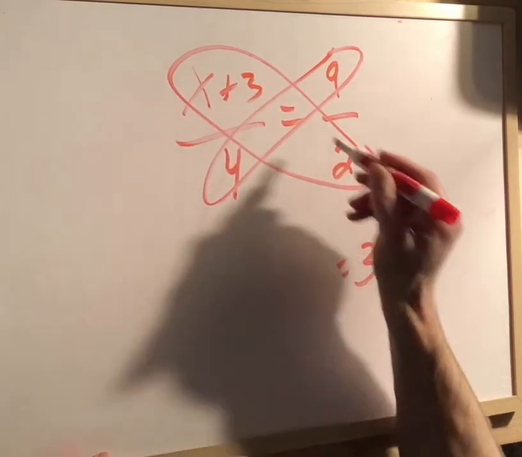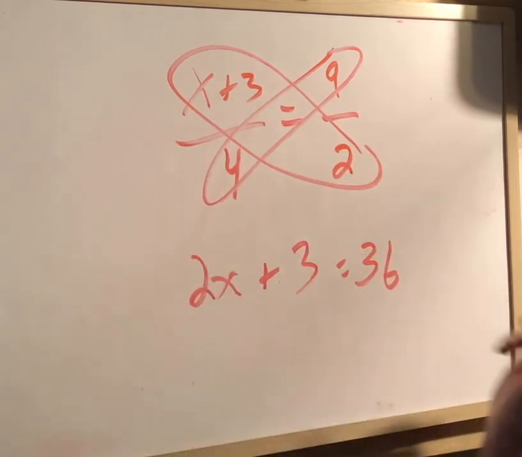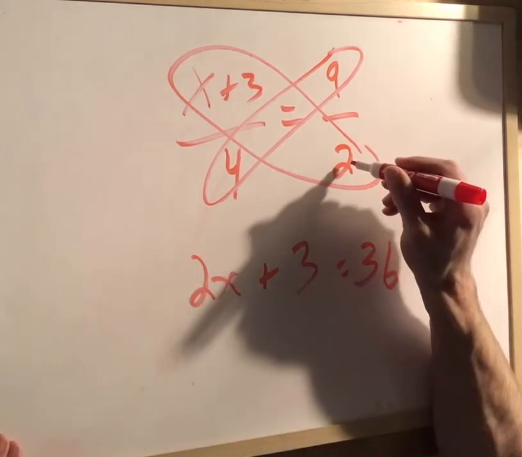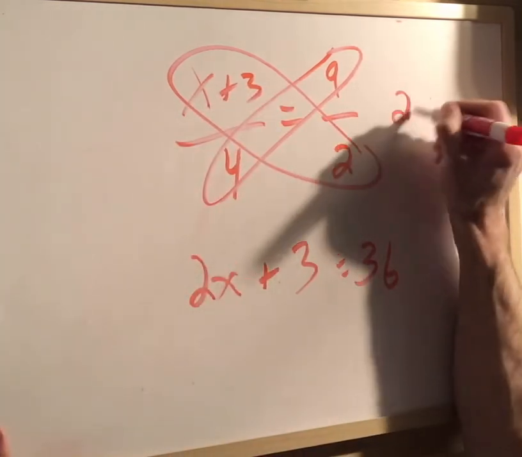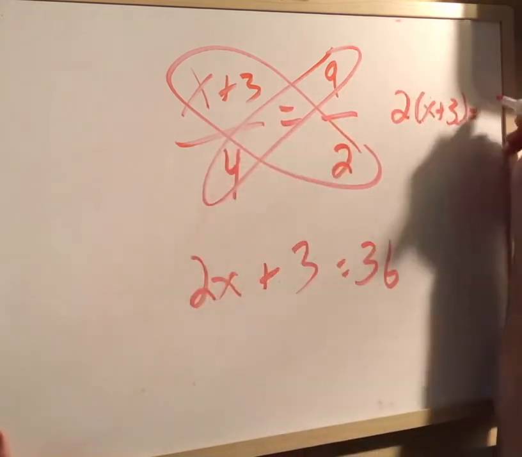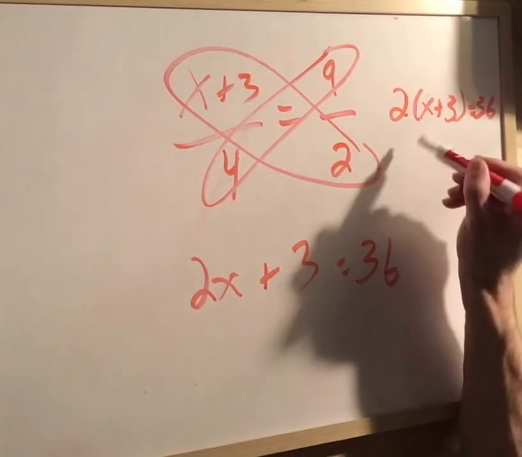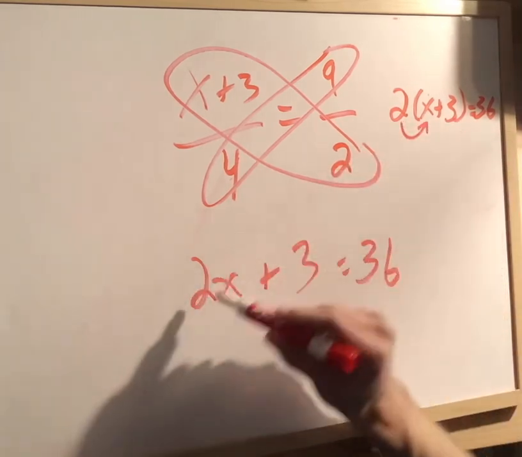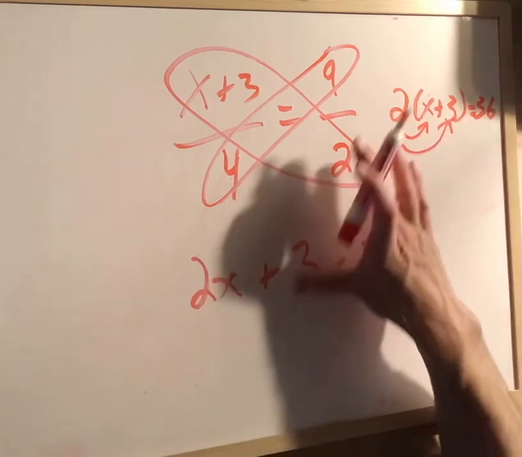So they would do this. 2 times x, which is 2x, and then plus that 3. Do you see what's wrong with this? Hopefully when you see this, you realize that you're doing 2 times x plus 3. 2 times x plus 3 equals 9 times 4, which is 36. This is not equal to this because you have to distribute this 2 to the 2x, but you also have to distribute the 2 to the 3, which is 6.